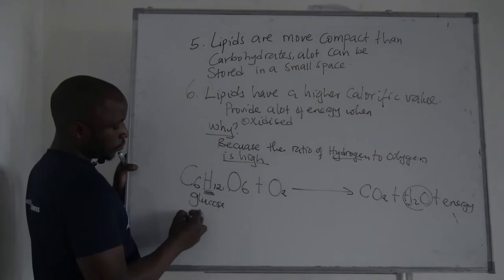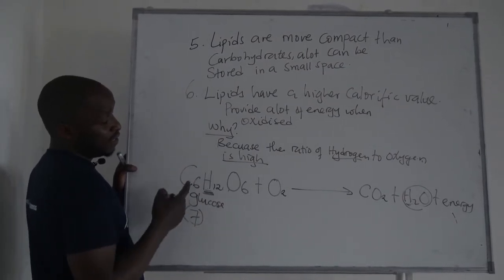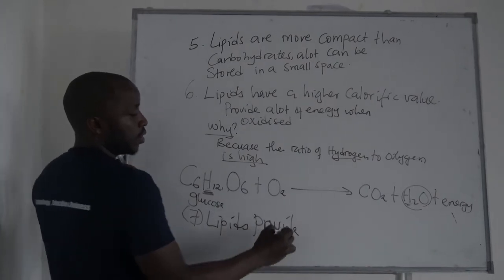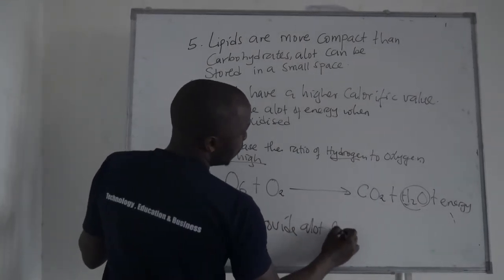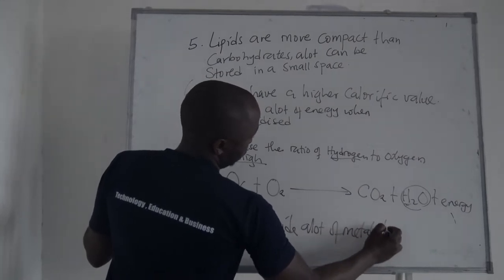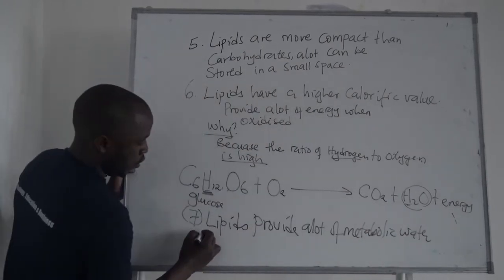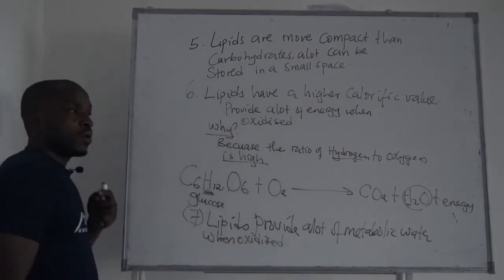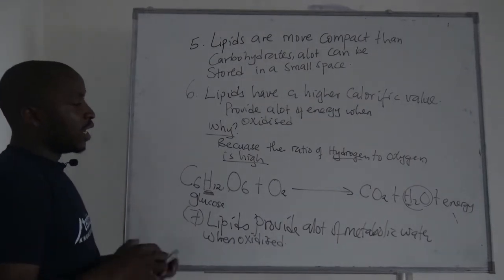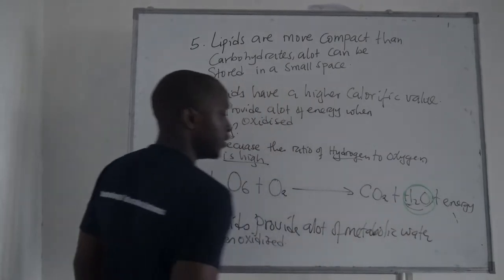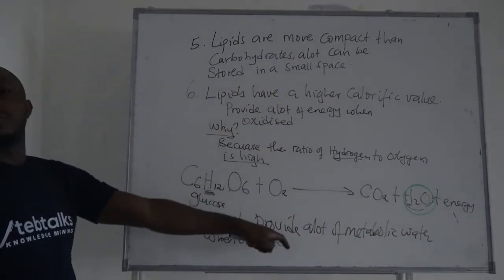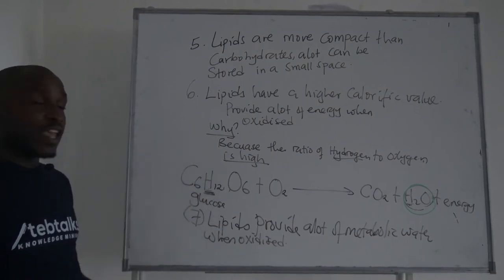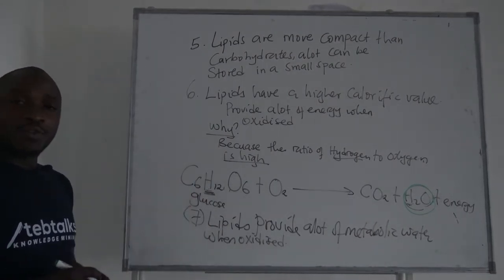Then seven, lipids provide a lot of metabolic water when oxidized. Metabolic water is the water that has been produced alongside. When you oxidize glucose, yes, you provide metabolic water, but because lipids contain a lot of hydrogen, a lot of water will come from them.